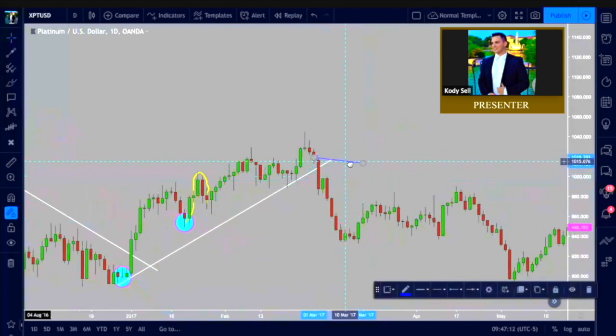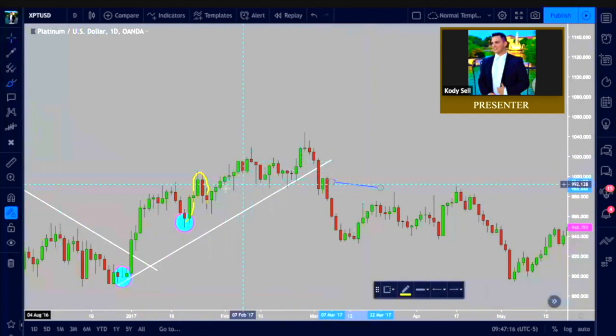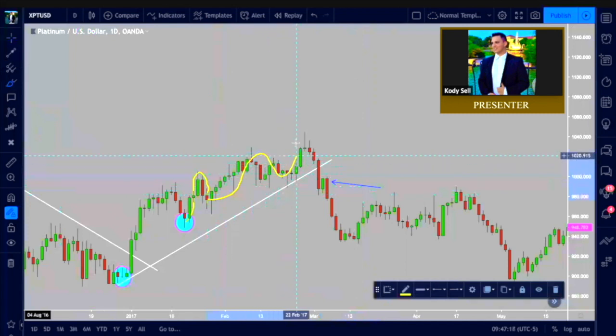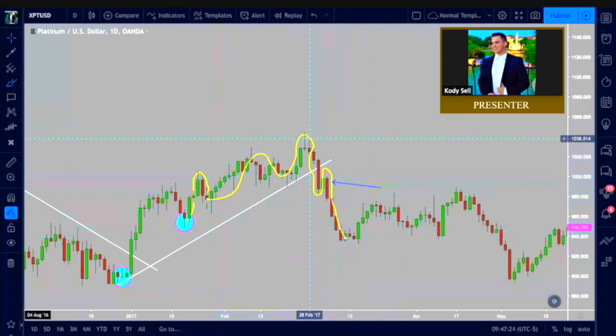Price breaches with a strong candlestick, retests, and then we drop. So this held as support, strong candle breach, retest, and boom, that was that.